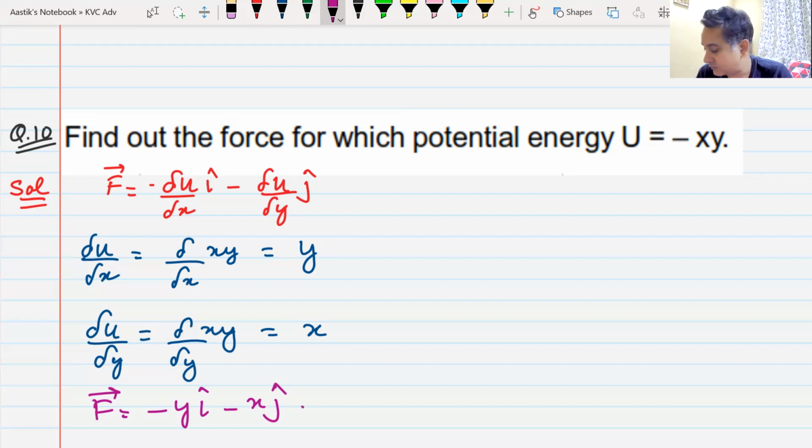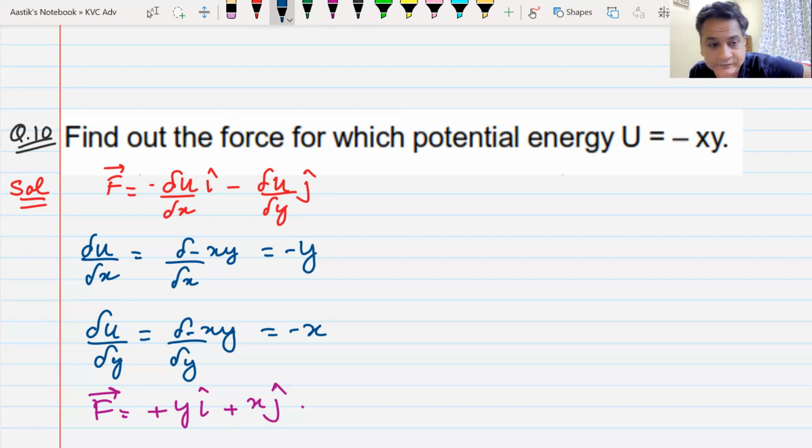Sir, but u is minus xy, no, sir. Huh? U is minus xy? Sir, potential energy is minus xy, no, sir. Oh, sorry. I did not see it. Sorry. Okay, do we get this? So I should have written minus here. I forgot to write it here. Minus. Do we get this? Yes or no?